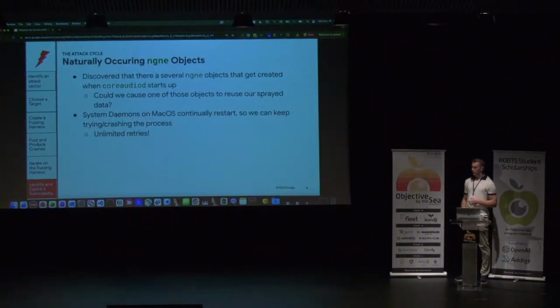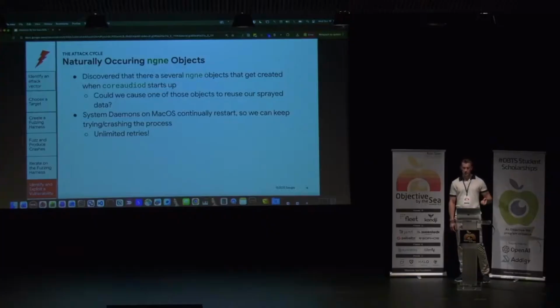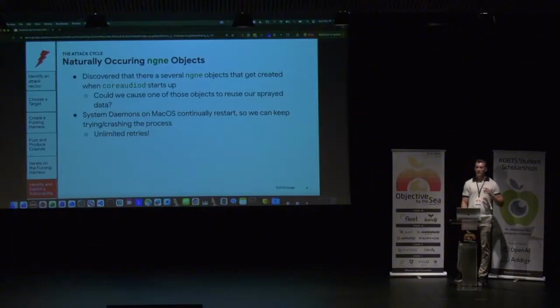But looking into these naturally occurring engine objects a little bit more, I was wondering, could we use one of these objects that's already created to reuse our sprayed data? And the thought here was, since system daemons on macOS continually restart, if you crash one, it's going to keep restarting. We kind of have unlimited tries here to try and get our data into one of these existing engine objects and then have it use it.